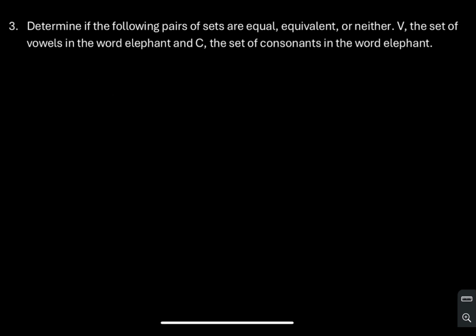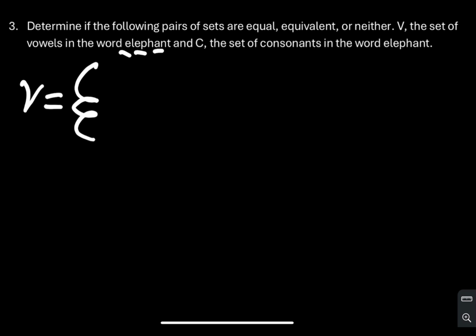Now for this third problem, it says determine if the following pairs of sets are equal, equivalent, or neither. So we have set V, the set of vowels in the word elephant, and set C, the set of consonants in the word elephant. So we have to count the vowels in the word elephant for set V. Vowels are letters like E, A, I, O, U, and sometimes Y. So here we have 2 E's and we have 1 A.